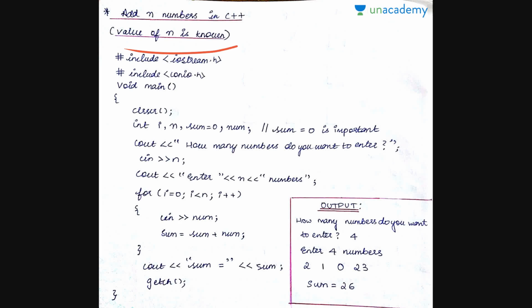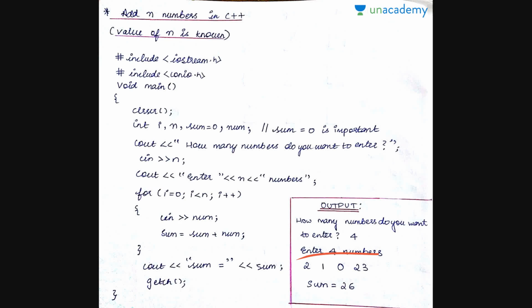In adding n numbers, you initialize sum to 0, which is a very important thing inside the main. That is because otherwise, if not initialized to 0, sum will hold some junk value. So once it holds some junk value, as you add the number to it, you get a wrong output. And then you ask the user how many numbers do you want to enter. So if the user enters some number, that is stored to n. And then after that, you have enter n numbers. So here the value of n gets printed. For example, here the user says he wants to input 4 numbers and we ask enter 4 numbers.